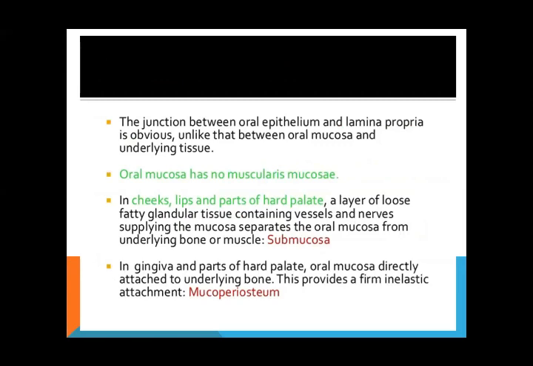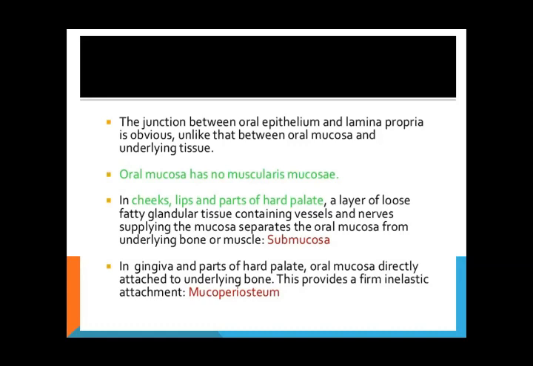Oral mucosa has no muscularis mucosae. In cheeks, lips, and parts of hard palate, a layer of loose fatty glandular tissue containing vessels and nerves supplying the mucosa separates the oral mucosa from underlying bone or muscles. This is the submucosa. In gingiva and parts of hard palate, oral mucosa is directly attached to the underlying bone. This provides a firm and elastic attachment. It's called the mucoperiosteum. Okay?